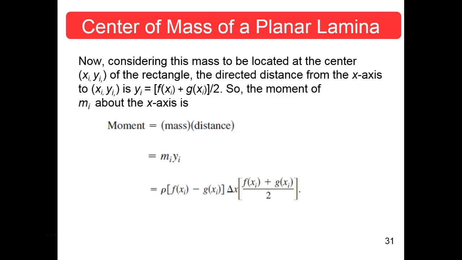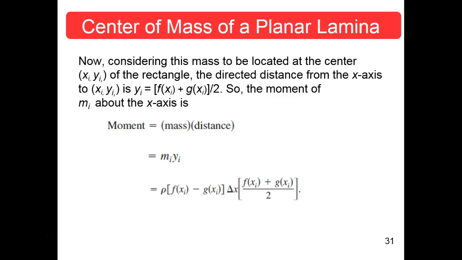So the y sub i for the directed distance from the x-axis is the average between these two, f and g of x sub i, sum divided by 2. So the moment m sub i about the x-axis would be its mass times its distance, and that would be m sub i times y sub i. M is the mass, and the distance above the x-axis is your y sub i. This thing right here.